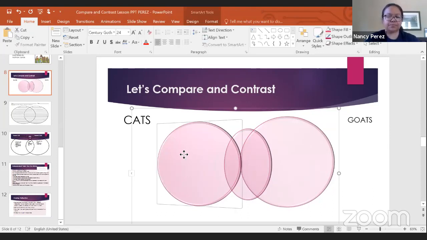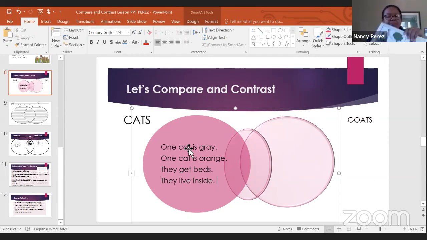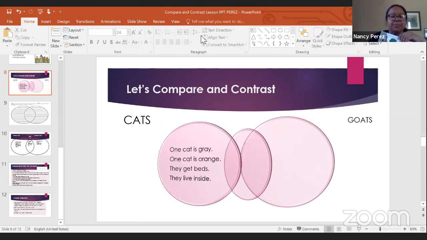So cats, I'm going to write: one cat is gray. One cat is orange. They get beds. They live inside. Good job. Very good.